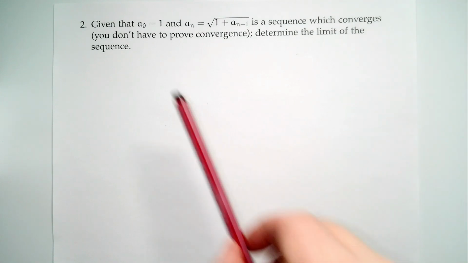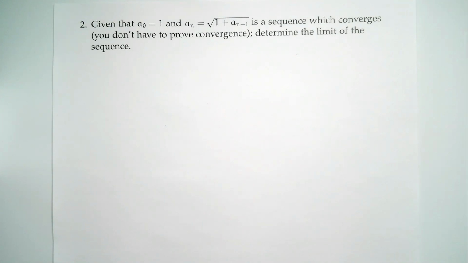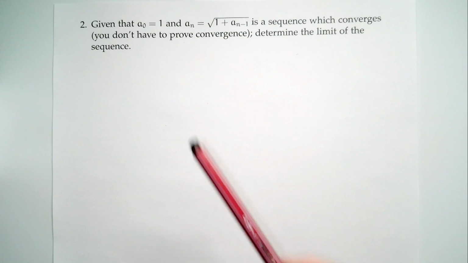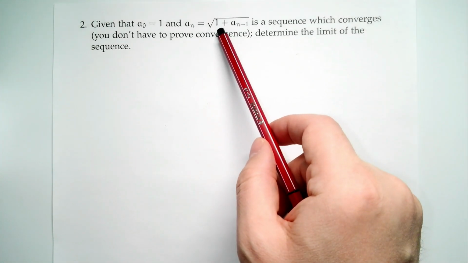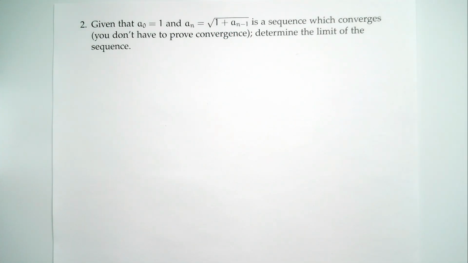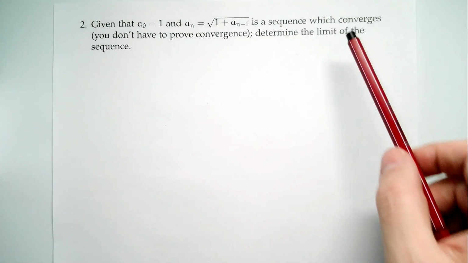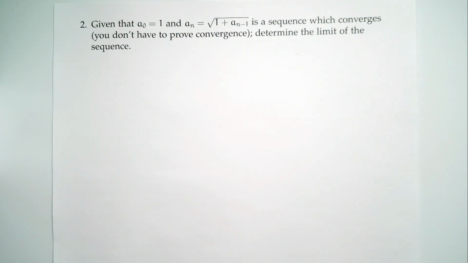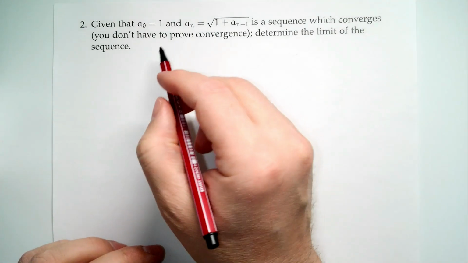Suppose we have that a0 equals 1, and if I want to find the next number, I take the square root of 1 plus the previous number. Now, it's a sequence which converges, and we're just told that. We don't have to prove it, we're just told that. Determine the limit of the sequence. Now, you might say, well, do we start writing down numbers?